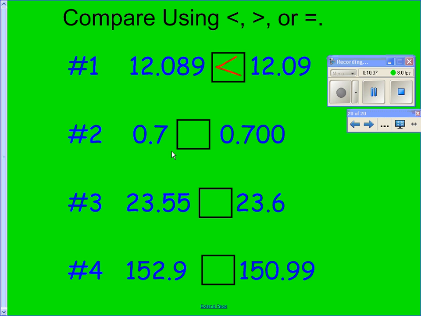For number 2, the zeros don't matter on this one because we are comparing. We are not rounding for this answer. 7/10 is equal to 700 thousandths. Number 3, 23 and 55 hundredths is less than 23 and 6/10. Number 4, 152 and 9/10 is greater than 150 and 99 hundredths.